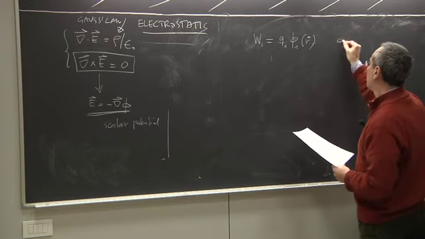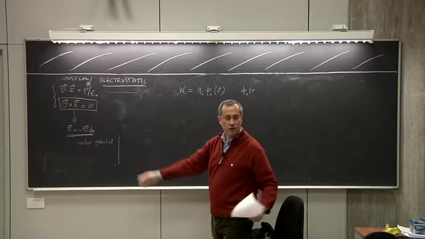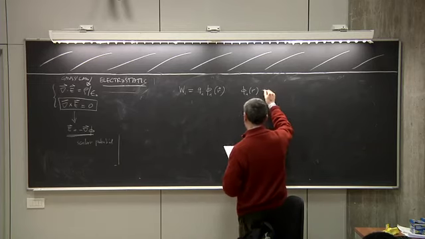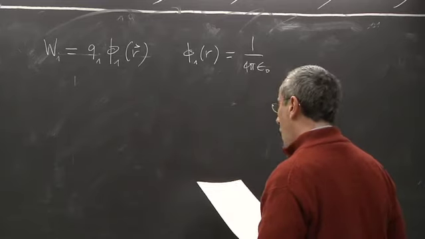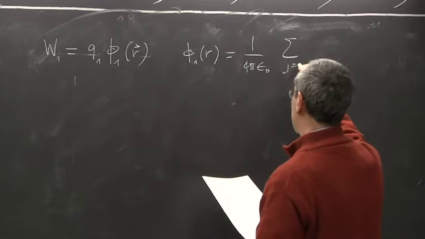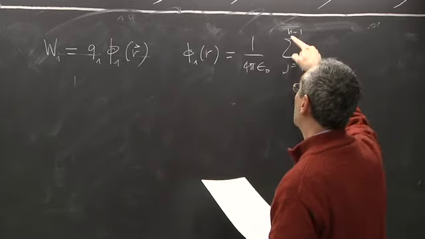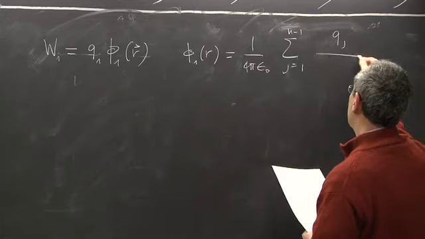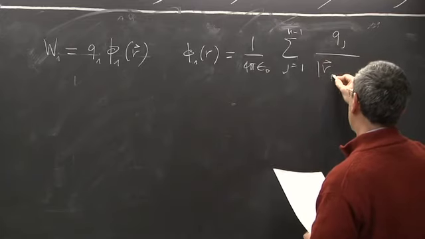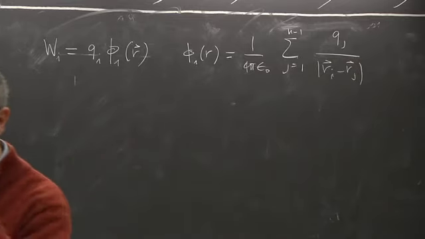It's easy because we know that the potential there, due to all other charges around, because of this superposition principle, is just 1 over 4 pi epsilon naught, then the sum of all these charges. So let me sum from 1 to n minus 1 so that I have the i-th one left. So Qj, and then the distance between them, right? This is Coulomb law one more time.